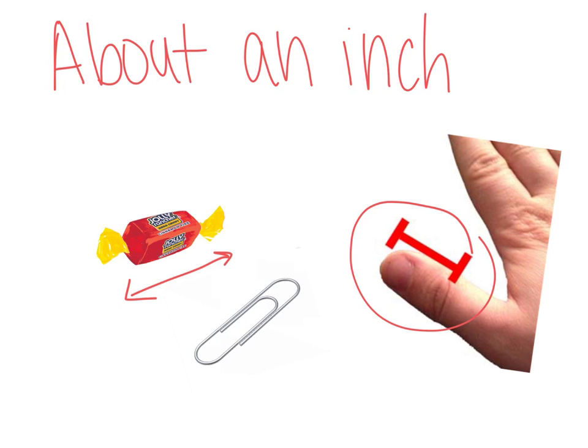And lastly, we have a paper clip. A paper clip is also about 1 inch long. So any of these items, if anything that you're trying to measure is about the same size as these, then you know you have about 1 inch. Pick one of these items to draw for something that is about 1 inch on your guided practice worksheet.